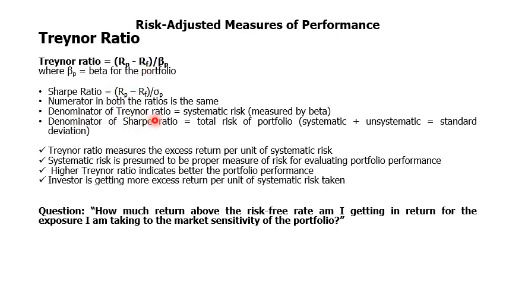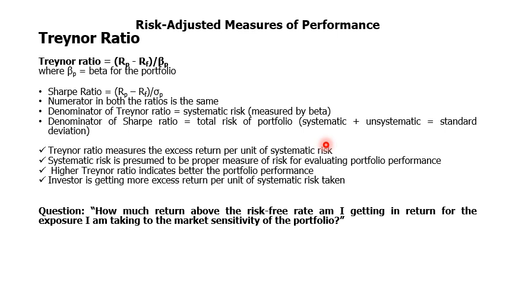The denominator of the Treynor ratio is beta p, which is basically the systematic risk measured by beta. The unsystematic risk, or the diversifiable risk, is not considered in the Treynor ratio. The denominator of the Sharpe ratio considers the total risk of the portfolio, which includes systematic and unsystematic risk, as measured by the standard deviation. The Treynor measure measures the excess return per unit of systematic risk.